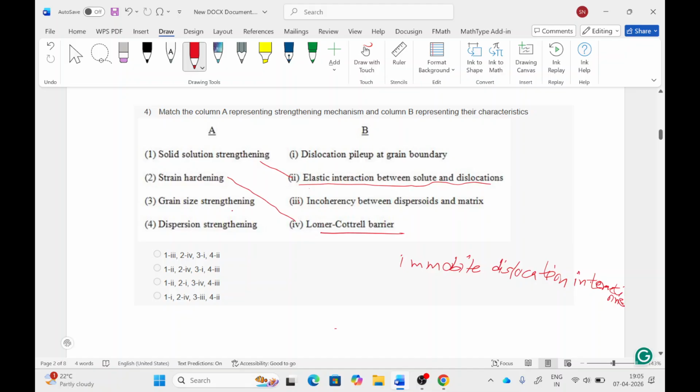Third is grain size strengthening. So grain size strengthening is related to dislocation pileup at grain boundaries. So this will match to first. Dispersion strengthening: we have second phase particles and matrix. So the incoherency between these two will result in hardening. So first to second, second to fourth, third to first, and fourth to third. So the second option is correct for this.